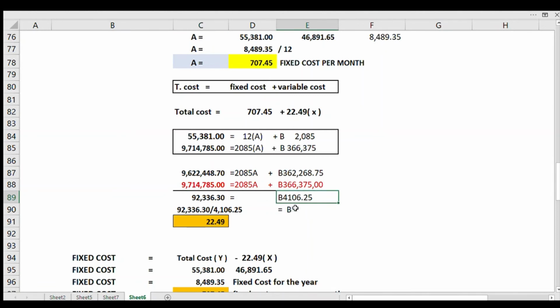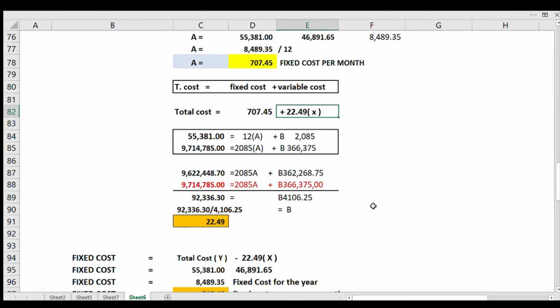Ayan. So, by using the mathematics, syempre, ayan na. So, 92,33630. So, this will become divisor for 106.25, no? Kaya yon, B is equal to 22.49, no? More or less, ayun nga, nakuha natin yung 22.49 by using the linear equation.